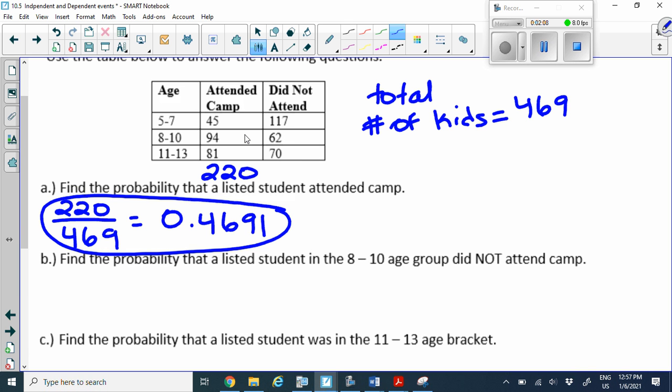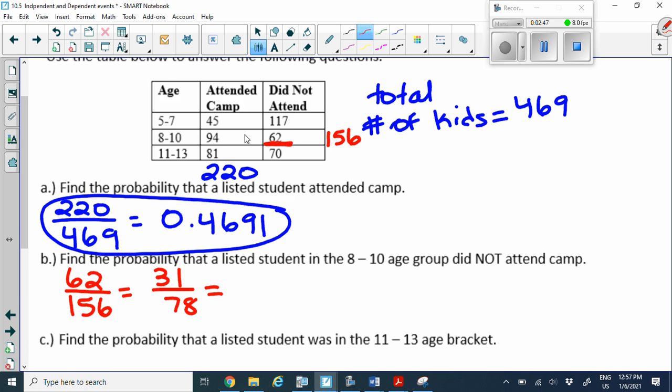Here, we're going to find the total amount of students from 8 to 10. I'm going to change my color here. For that, we're going to do 94 plus 62. So the total amount of kids from 8 to 10 is 156. Now, we want to talk about those kids that did not attend camp. So this is going to be 62 out of the total amount in that age range, which was 156. Now we simplify our fraction, so that will give us 31 over 78.